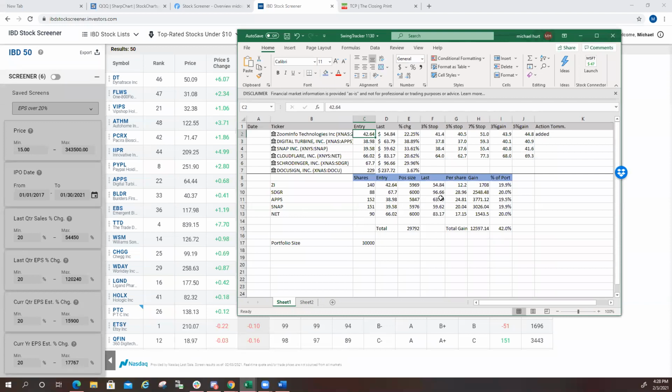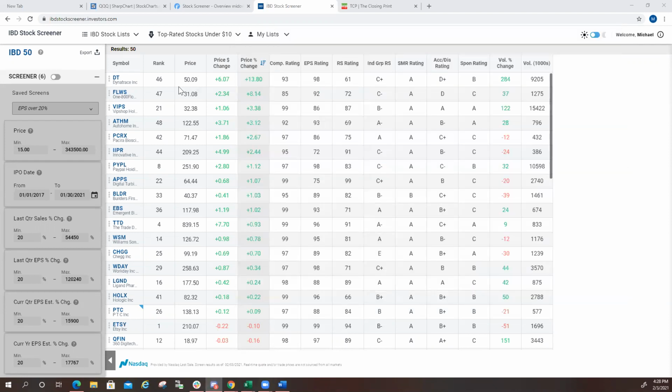So APPS will be up to 73. So add 10 more to that. So add another 1,500 to that. So then our gains will be over 50% on this mock portfolio there. So that'll be wonderful. So, okay, that's what I wanted to talk about there.